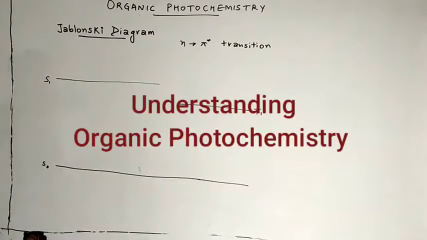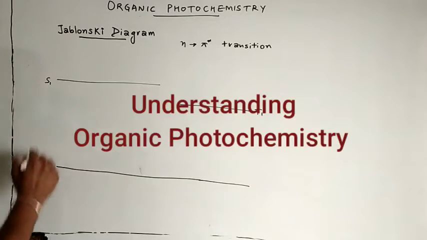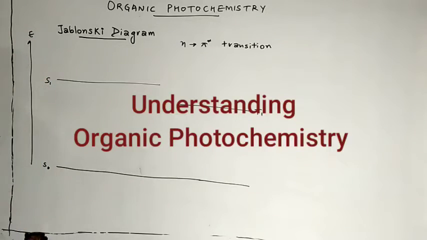In this lecture of organic photochemistry, we will discuss the Jablonski diagrams, which represent the energy of various levels. Like this, they represent the energy. So this is your singlet ground state S0. This is a singlet excited state S1. This is the triplet excited state.